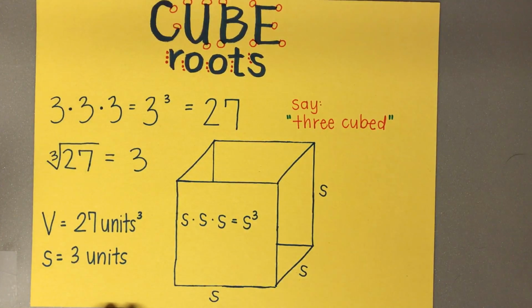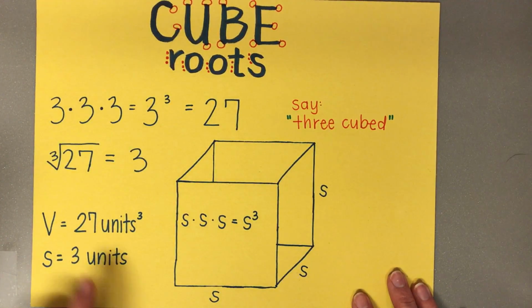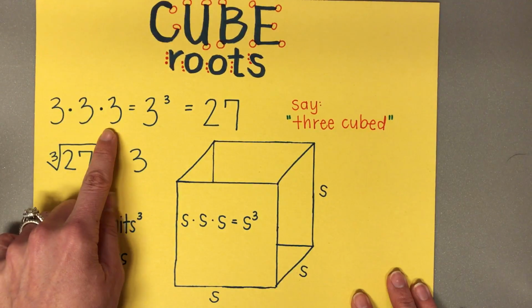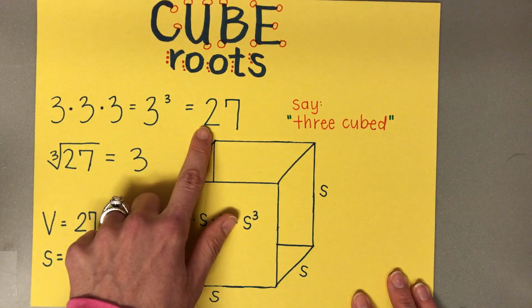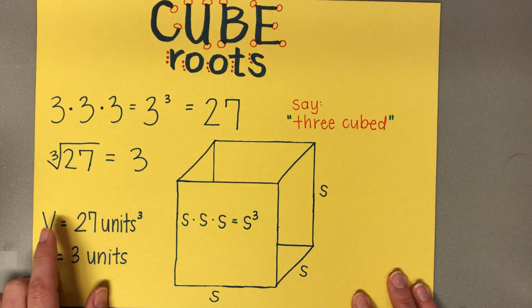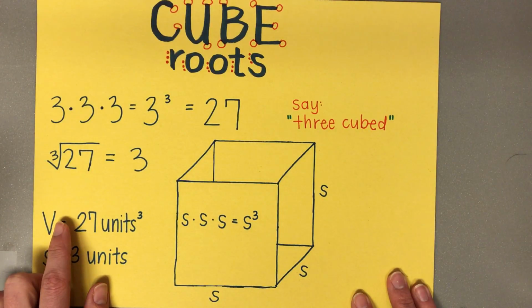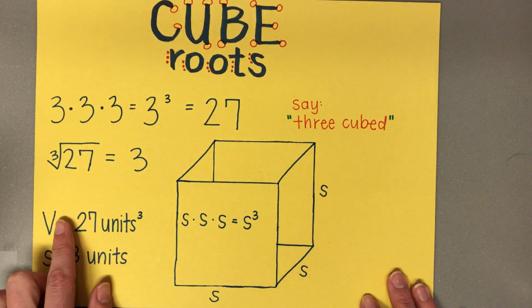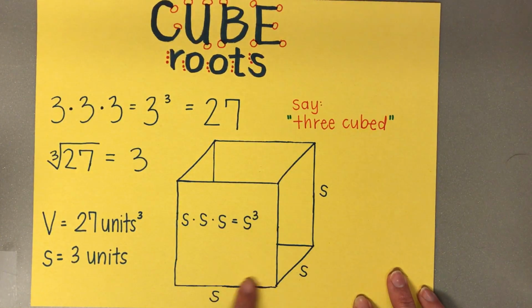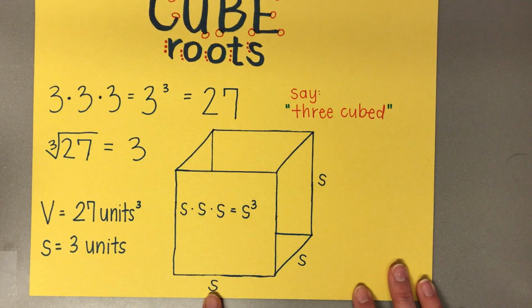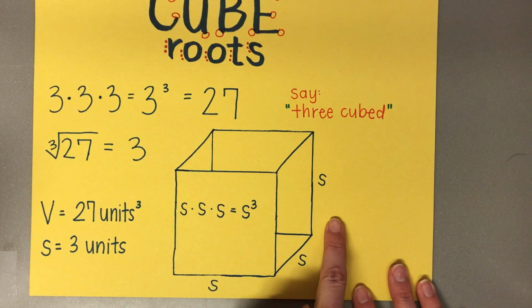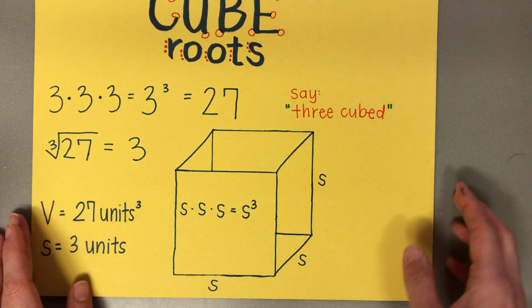Here we have an example of cube roots. When you multiply a number by itself 3 different times, you end up cubing that number. To undo this, we would just simply find the cube root of that number. Think of cubing as finding the volume of a cube. Side times side times side is equal to side cubed.